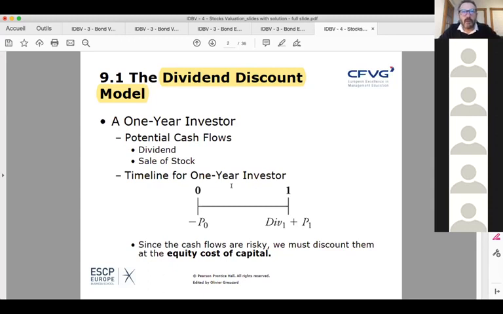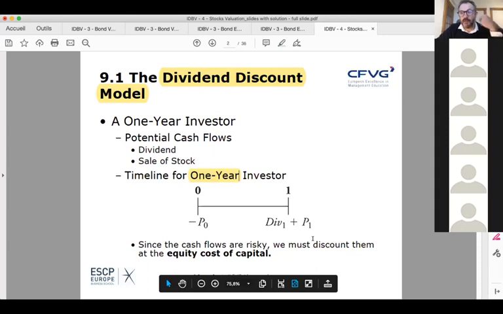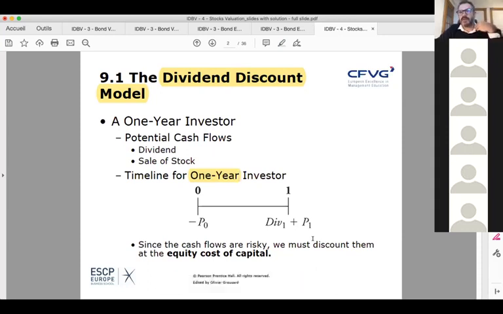So firstly, we will consider a 1 year investment. So how can we calculate the price of the share if we consider a 1 year investment? So it means that you consider that you will sell your share after 1 year. Then we will consider several years, and then we will consider forever. Okay, so we go step by step.